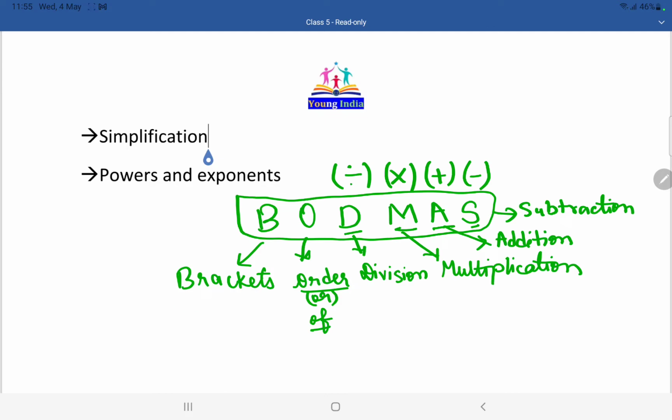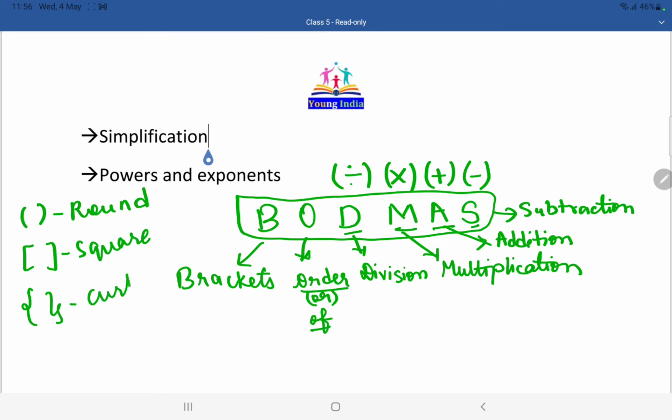Obviously, you might have heard the word brackets, but in brackets also we have four types. One is known as the round bracket. The second one is the square bracket. The third one is the curly bracket. You can also call these flower brackets or curly brackets. The fourth one is the angular bracket. So these are the four kinds of brackets that you have to know.